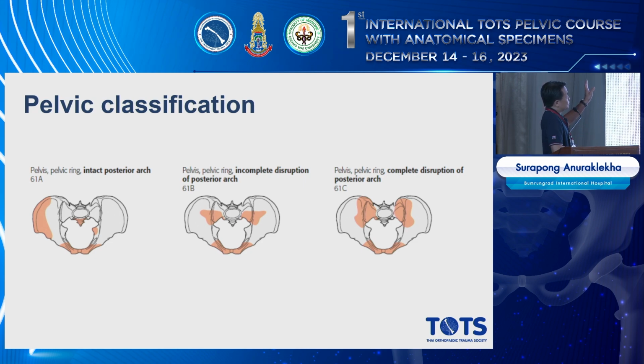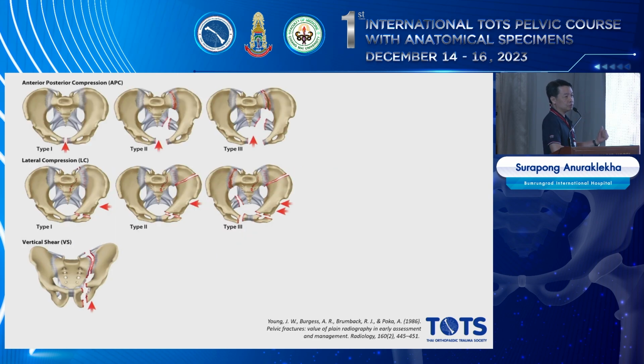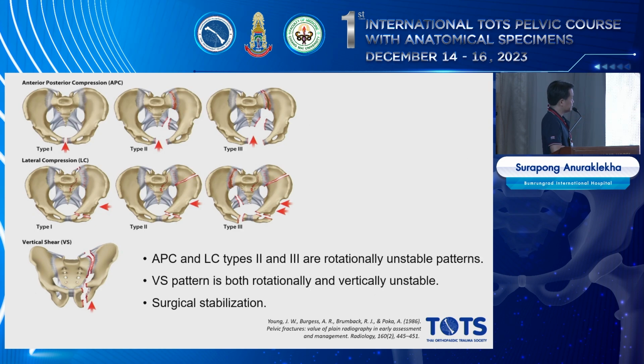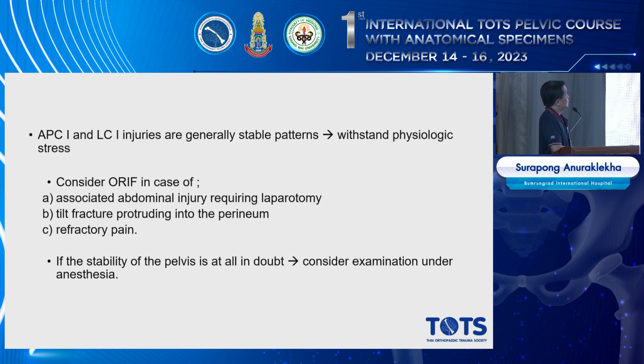For the AO classification it is type A, B, C, but we always use the Young and Burgess, and Young and Burgess is the most popular in use. This is a mechanical based classification, and in this course we will use the Young and Burgess classification as well. APC 1, 2, 3, LC 1, 2, 3, and vertical shear. APC 2 and 3 are rotational unstable patterns. Vertical shear is both rotationally and vertically unstable. These are the groups that usually need a surgical stabilization.